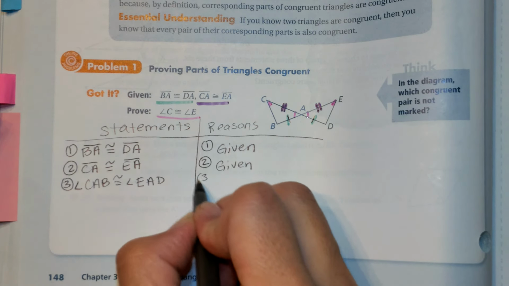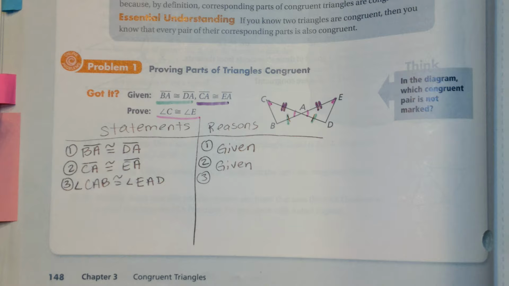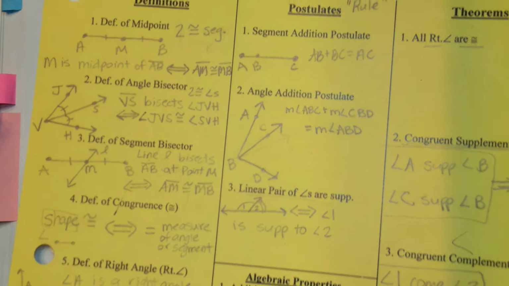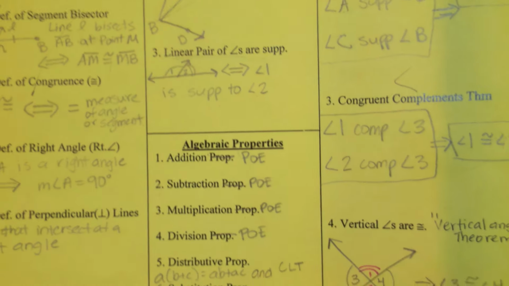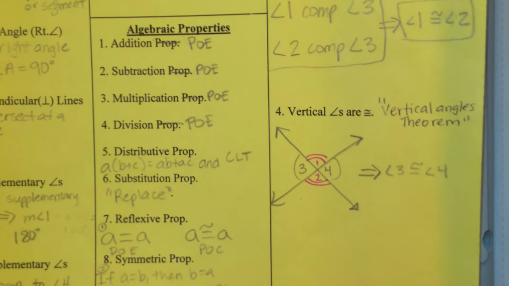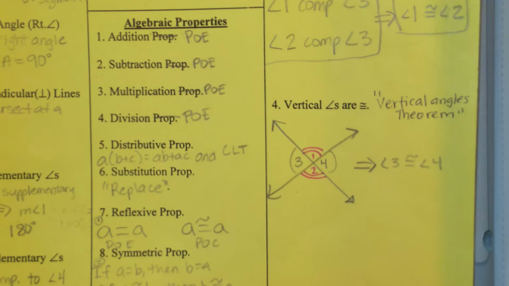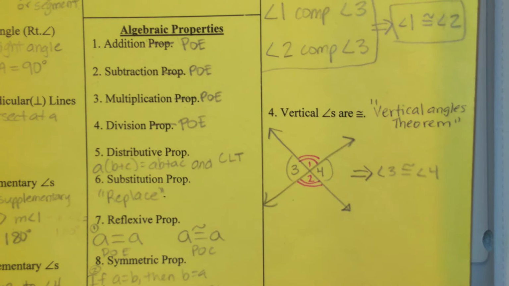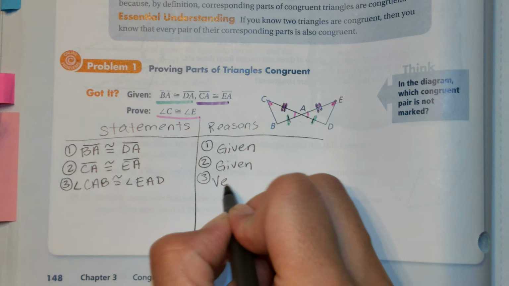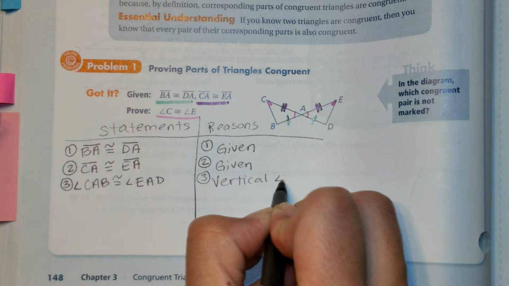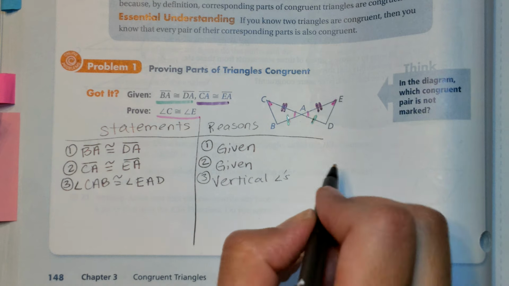And the reason, oh, by the way, remember that on PowerSchool I have the list. So anytime you're not sure about a theorem or a definition, we can look here. And so there is the vertical angles are congruent, the vertical angles theorem. Just to remember that that is a reason that you can put. So I'm going to go ahead and write that. Vertical angles are congruent.